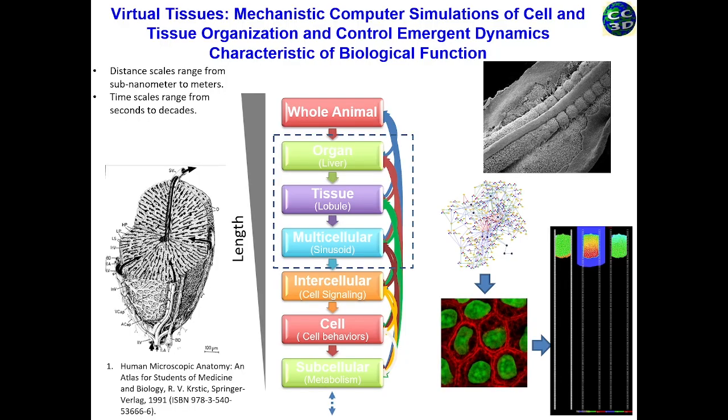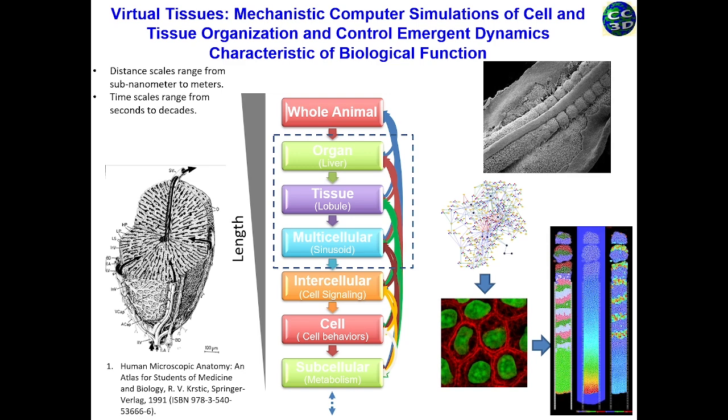So a little bit about virtual tissues. This may be the first time some of you have heard this particular term, those of you coming from a more traditional biology background or other backgrounds besides computational biology in particular. So virtual tissues are essentially mechanistic computer simulations of cell and tissue organization. These also look at emergent dynamics that are characteristic of biological function. Distance scales can range from sub-nanometer to meters, so all the way from the microscopic to basically what we can see with our own eyes. And time scales range from matters of seconds to matters of decades.